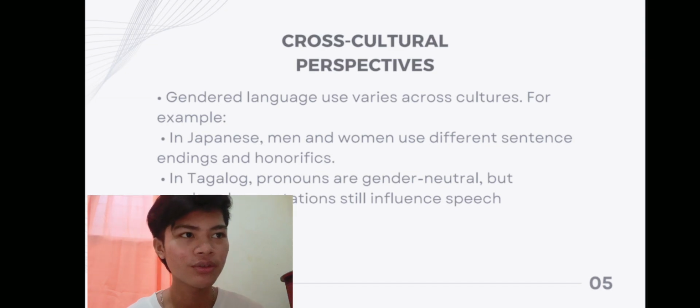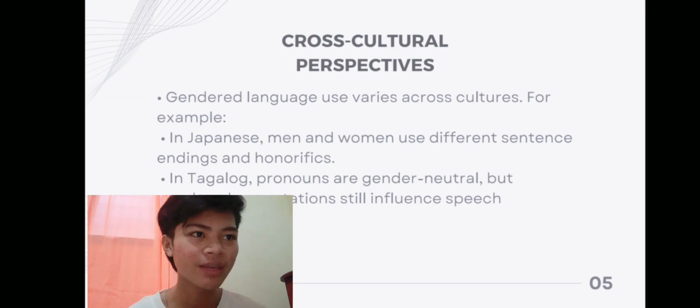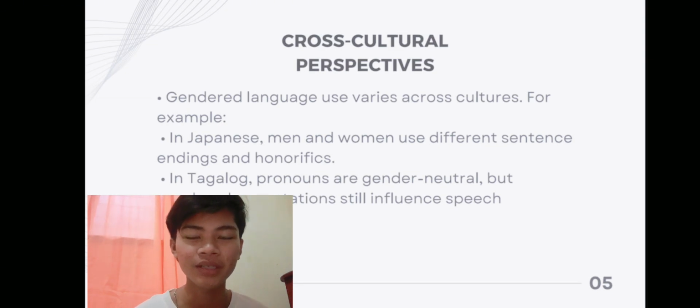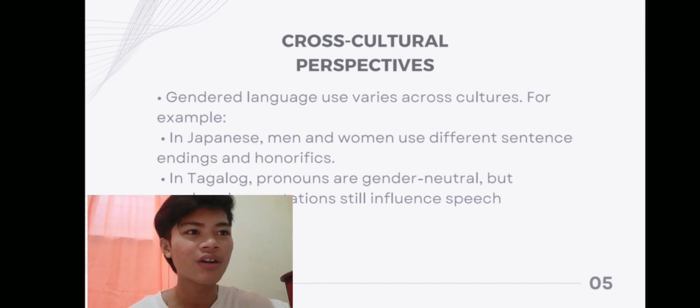Different cultures use gendered language in different ways. In Japanese, men and women have different ways of ending sentences or showing respect. In Tagalog, pronouns are gender neutral, like siya, not her or him, but siya. But people still expect certain speech styles based on gender roles.